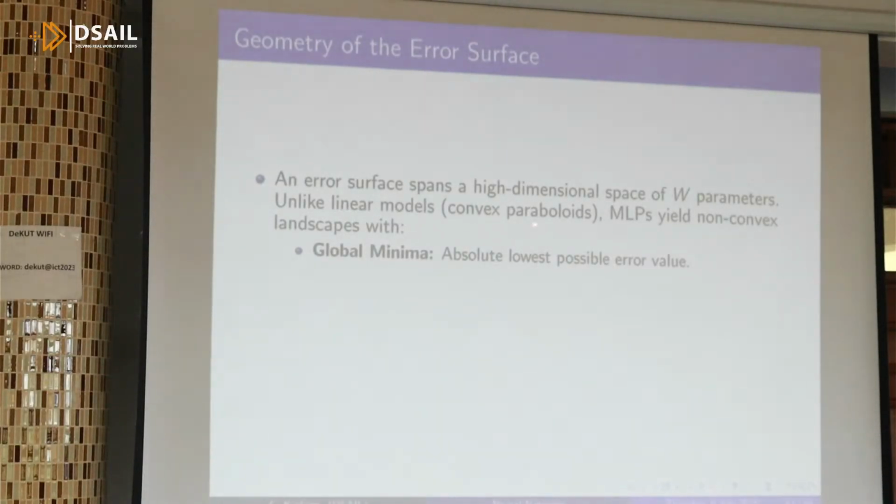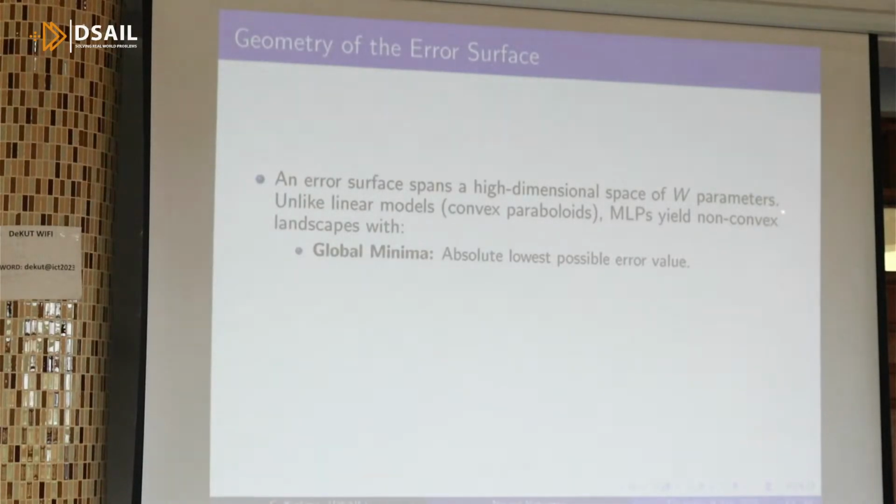And so unlike linear models where the error surface is a convex paraboloid, it's basically a parabola in higher dimensional space, MLPs yield non-convex landscapes. You remember what I said non-convex is? Non-convex means you have more than one local minimum. If you have more than one local minimum, that means you don't know where the global minimum is going to be. And if your optimization algorithm cannot deal with that non-convexity, you might end up with a local minimum as opposed to the global minimum, which is what you're interested in.